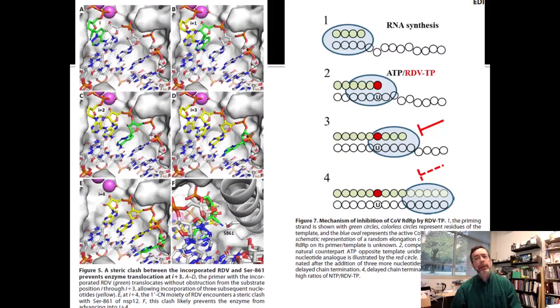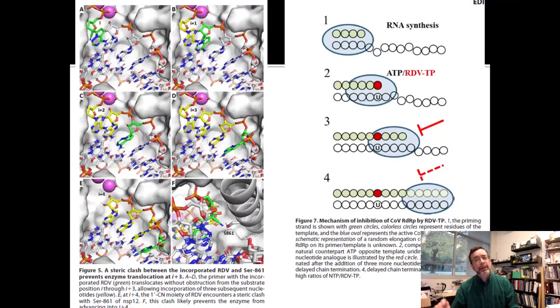So if you look at how the polymerase works, you see 1, 2, 3, 4 on the right side of this screen. And you can see that if you have RNA synthesis going on, you have a growing RNA chain being produced from a template by the polymerase. If you have remdesivir around, then remdesivir will replace ATP, and it looks enough like a nucleotide that it can actually sit in the ATP site. And if you look at remdesivir's structure, it actually has a 3' OH. So the chain can continue to grow.